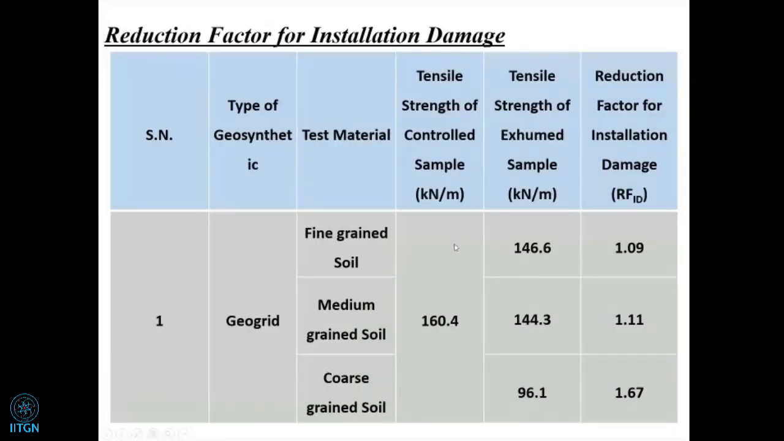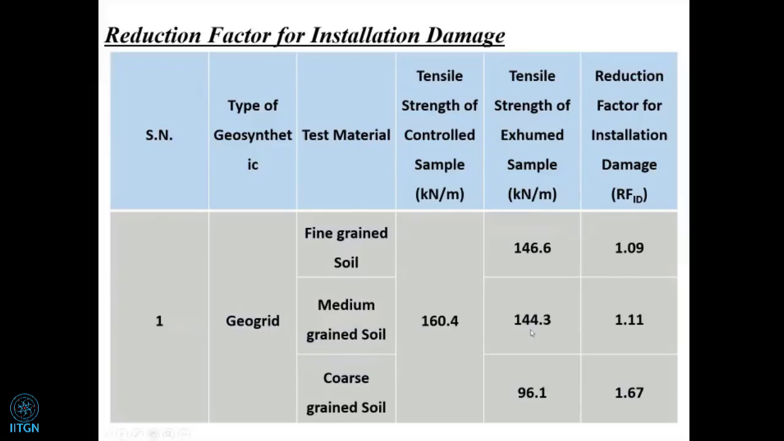In our case, as per the actual test performed in our laboratory or in the field, these are the different kinds of strata we used for the installation damage of geogrid: fine-grained soil, medium-grained soil, and coarse-grained soil. The tensile strength tested in the control sample in the laboratory before installation was 160 kilonewton per meter. After the application of rollers and rolling, the tensile strength test was performed on an exhumed sample, and it was observed that with the fine-grained soil, against 160 it was coming 146 kilonewton per meter.